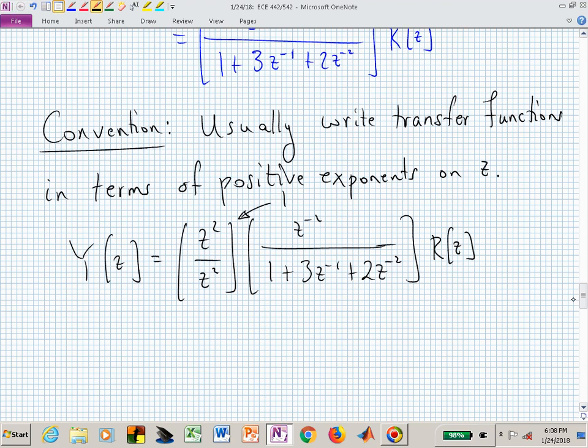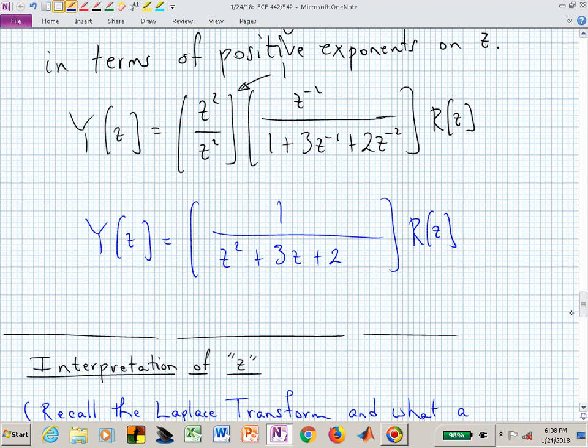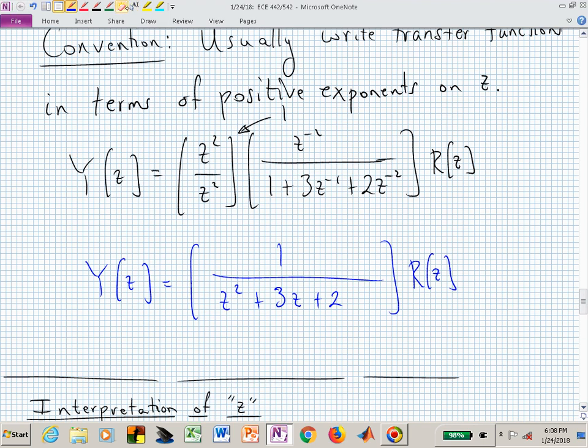You can always multiply by 1, any equation, and not change anything, so that we can end up with y of z equaling, up top we have z to the minus 2 times z to the 2. The exponents add to get z to the 0. That's 1. And downstairs we have z squared plus 3z plus 2. And this is our g of z.